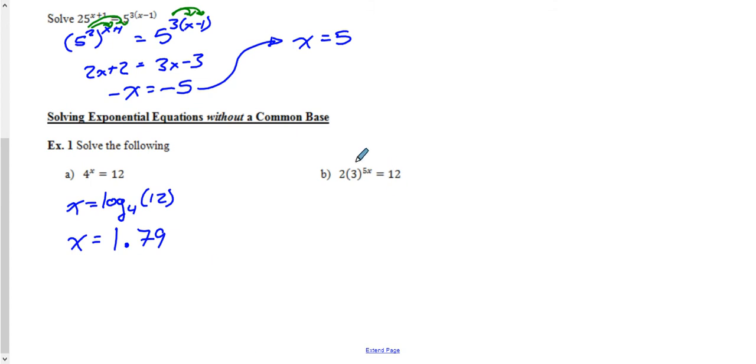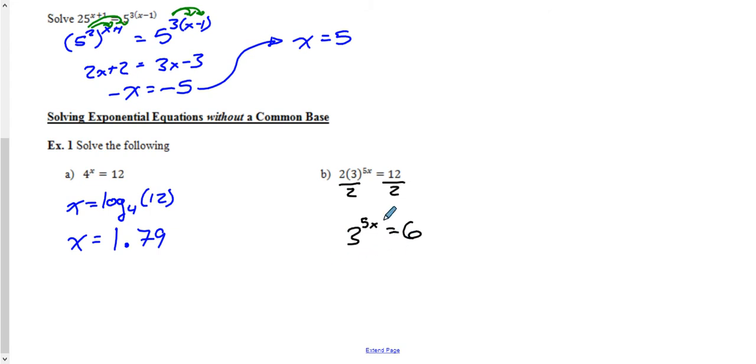On this one here, I want to do something similar. Again, I'm trying to figure out x there, solve for x. Again, it's an exponent, so I probably want to make this into a logarithmic equation. But the first thing I want to do is isolate my exponential function here. So I'm going to divide by 2 from both sides. I'm going to divide by 2 here and divide by 2 over here. That gives me 3 to the 5x exponent equal to 6.